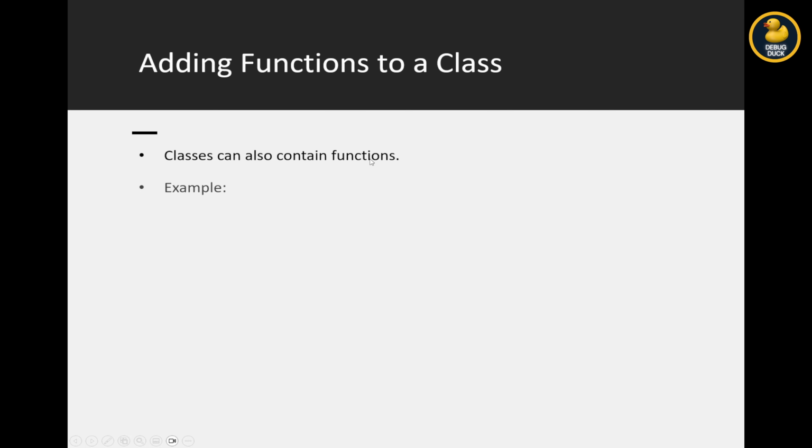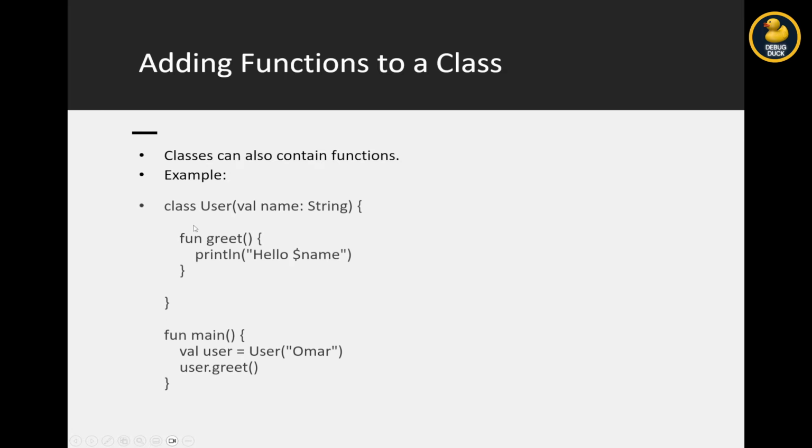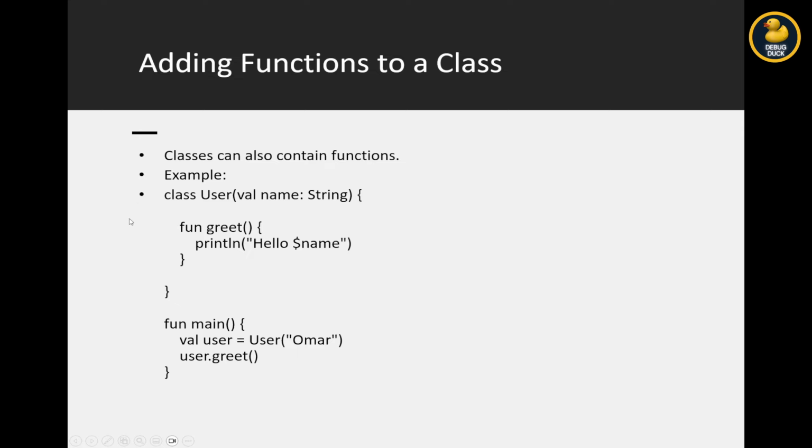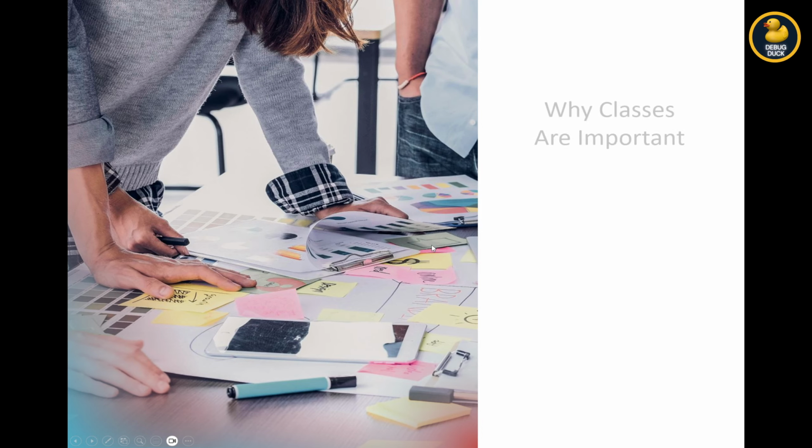Adding a function to a class. Classes can also contain functions. For example, here is the User class. I can add a function greet and print inside it hello and print the name. I can invoke through the object user.greet, the function inside the class. Here, the object can call functions defined in the class.